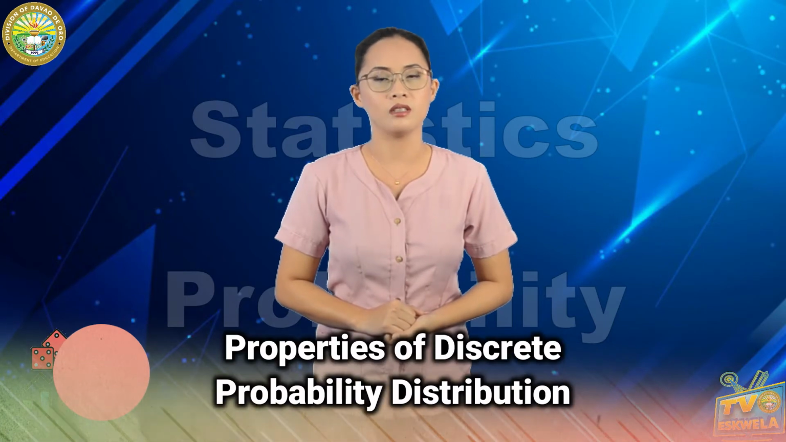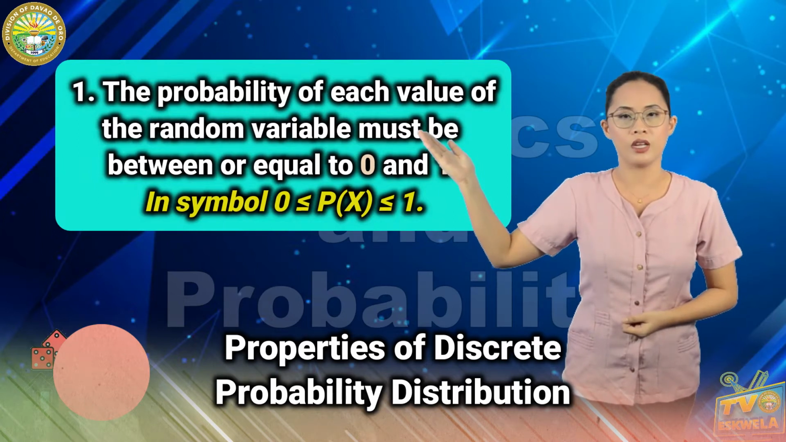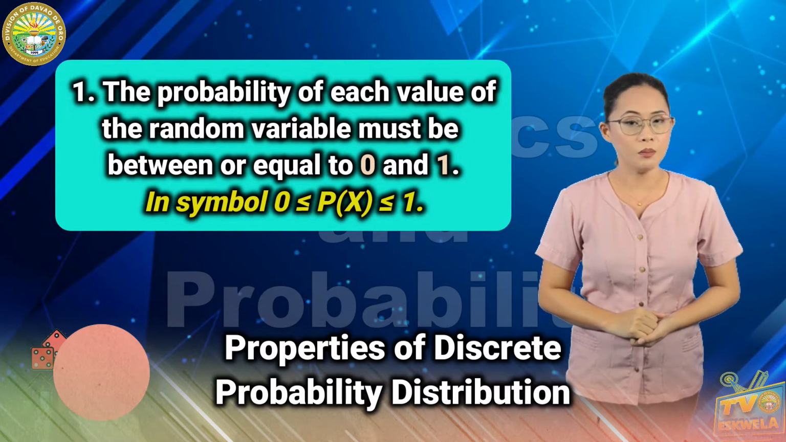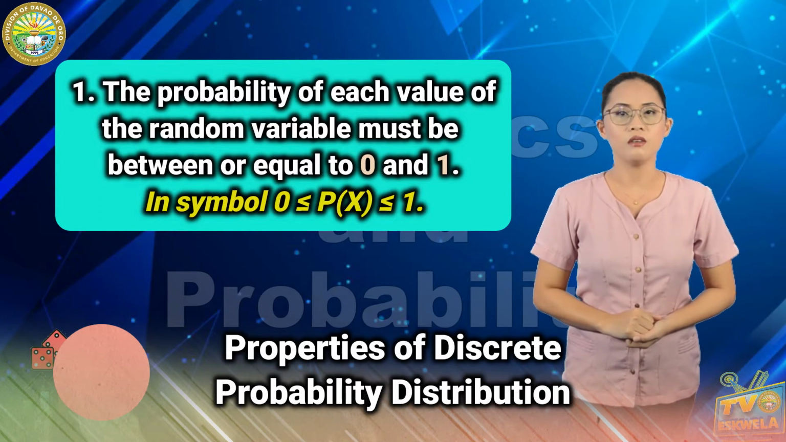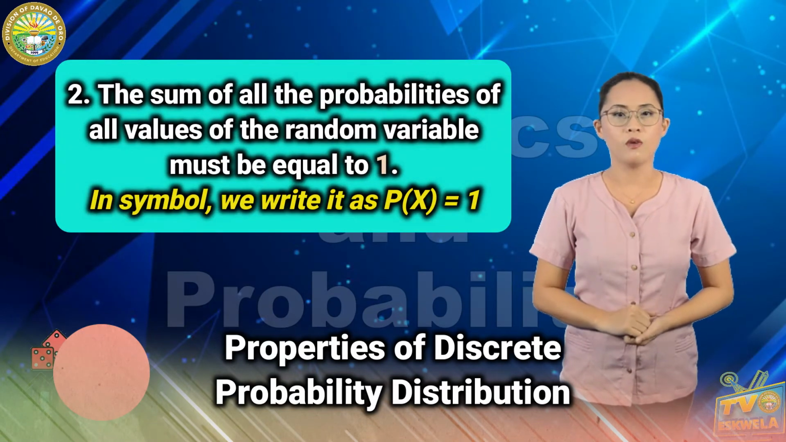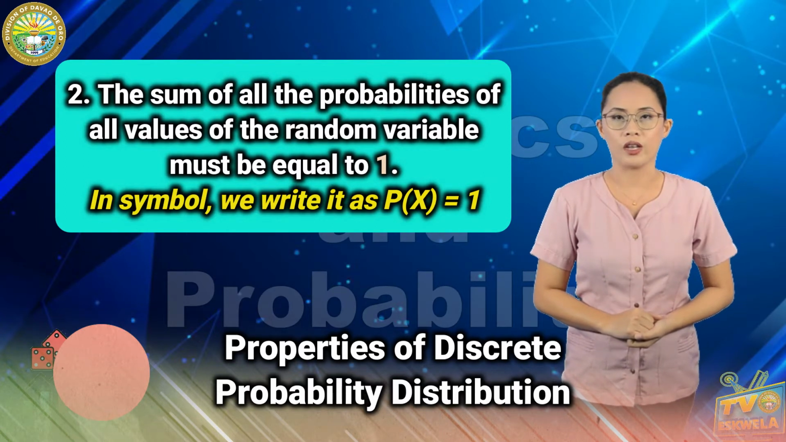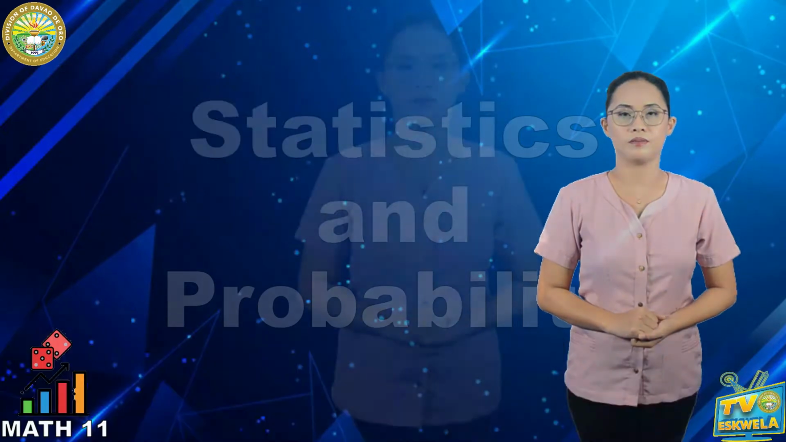Let us be reminded by the following properties of discrete probability distribution. Number 1. The probability of each value of the random variable must be between or equal to 0 and 1. In symbol, 0 is less than or equal to p of x, which is less than or equal to 1. Number 2. The sum of all the probabilities of all values of the random variable must be equal to 1. In symbol, we write it as the sum of p of x equals 1. Let us have an example to fully understand.